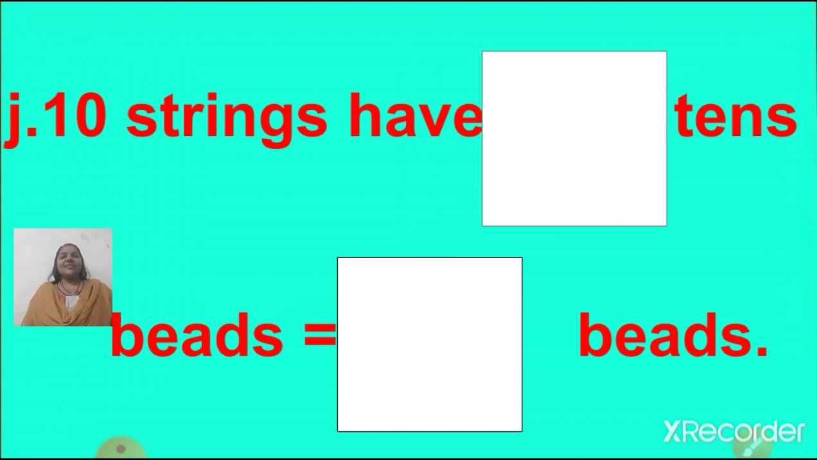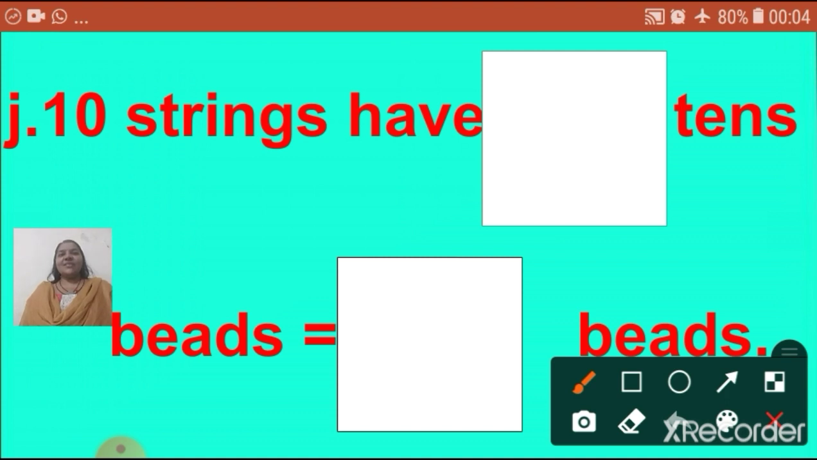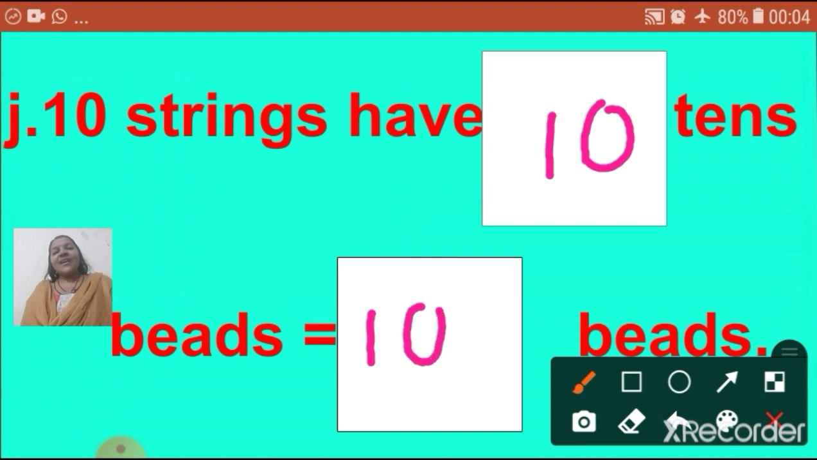Now here, 10 strings have dash tens, equal to dash beads. So 10 strings means 10 tens. Very good. And 10 tens equals 100. So here I wrote 100. 10 strings have 10 tens, which equals 100 beads.